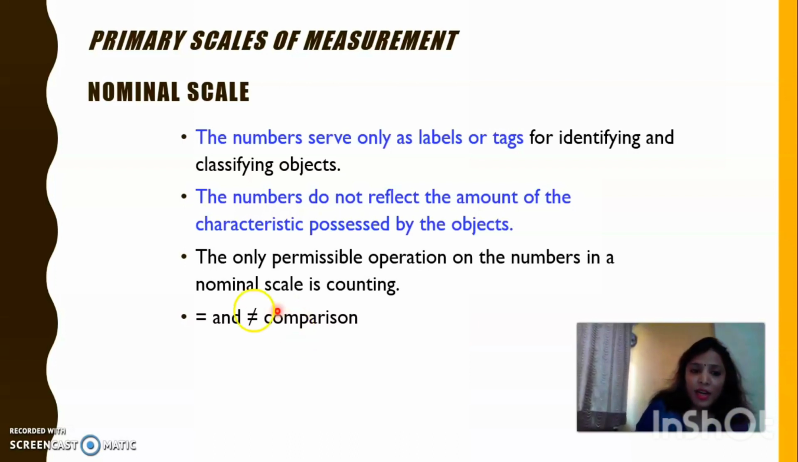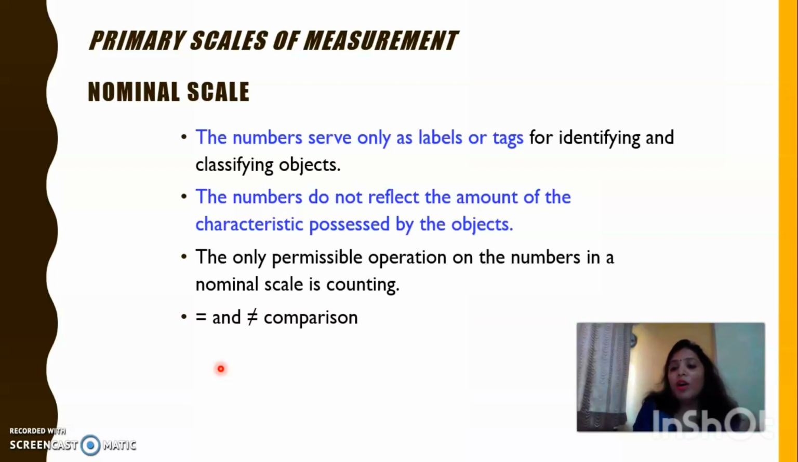So the only statistical operation which could be performed is equal to and not equal to. So red apple is obviously not equal to green apple. If I denote red apple by 1 and green apple by 2, if I assign numbers, see, measurement means assigning numbers. So I denote red apple by 1 and green apple by 2. So we will say 1 is not equal to 2 because 1 represents red apple and 2 represents green apple.